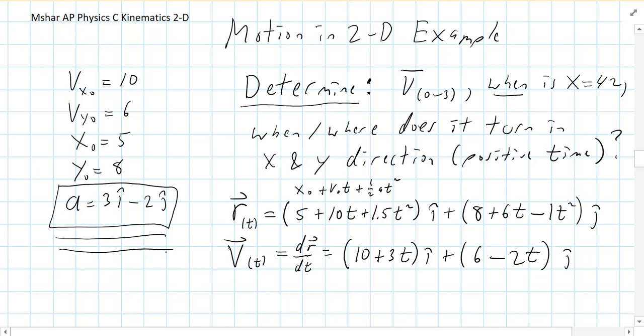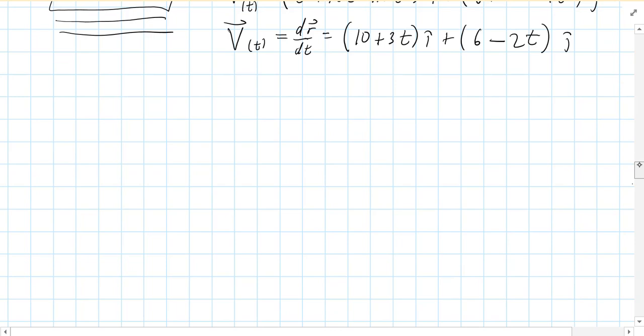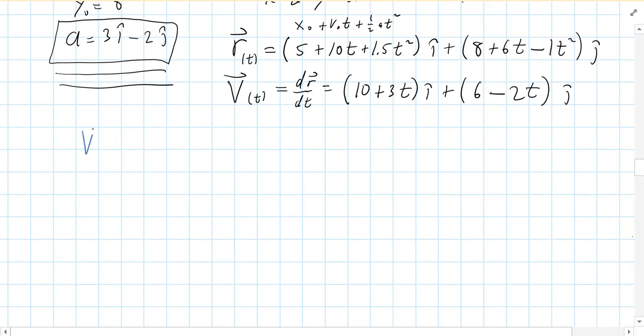So the first question they ask is, what is the average velocity between 0 and 3 seconds? Remember, your definition of average velocity is change in position over time, delta r over t. So we have to find the position at 3 seconds. I'll do that first.